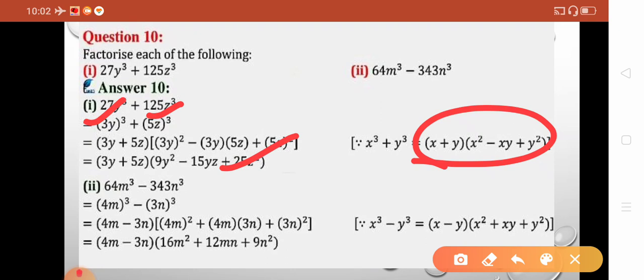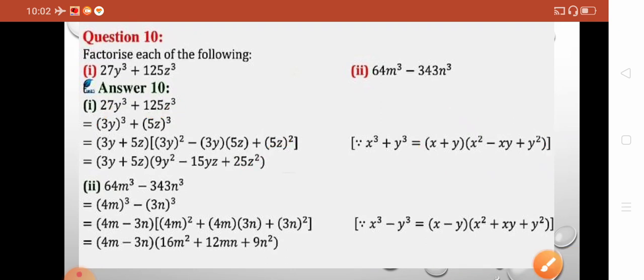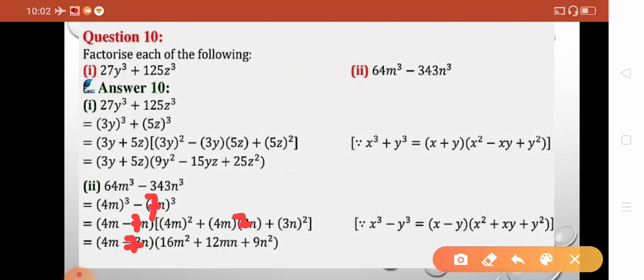Sorry, here it should be 7, because 343 is the cube of 7, and here also it comes out to be 7, where it is given wrong. Here it should come out to be 7. 7 fours are 28 and 7 square is 49.